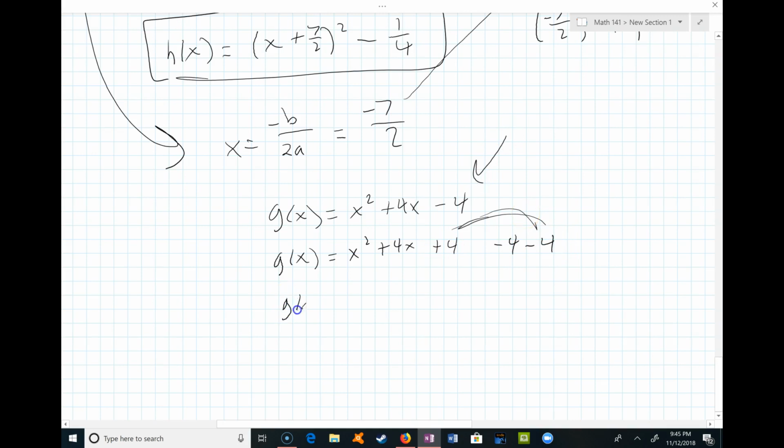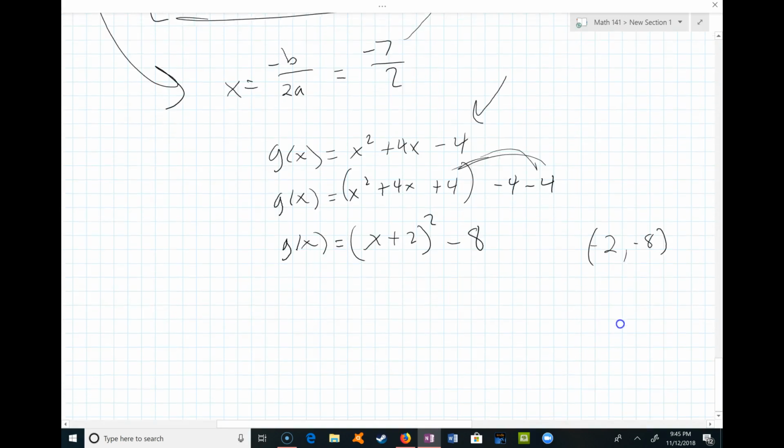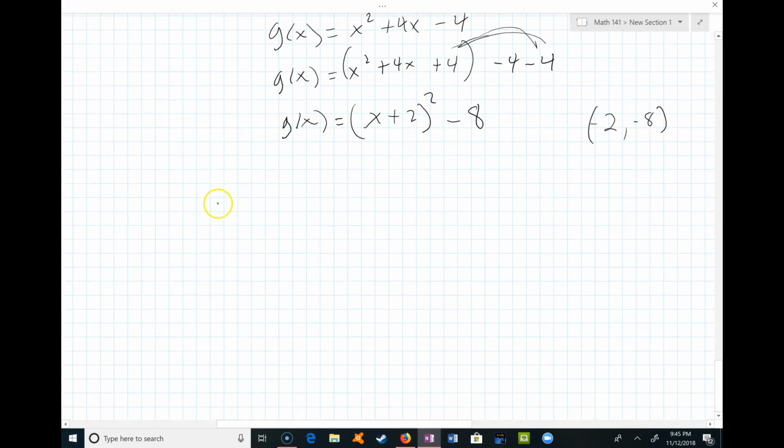So notice I still have the same equation up here because the 4 minus 4 gives me 0. Okay? Then I'm going to factor this into x plus 2 squared, and negative 4 minus 4 would be negative 8. And that is vertex form. Notice we can see the vertex. The vertex would be negative 2 comma negative 8, wouldn't it? Let me do one more example with a number out front.